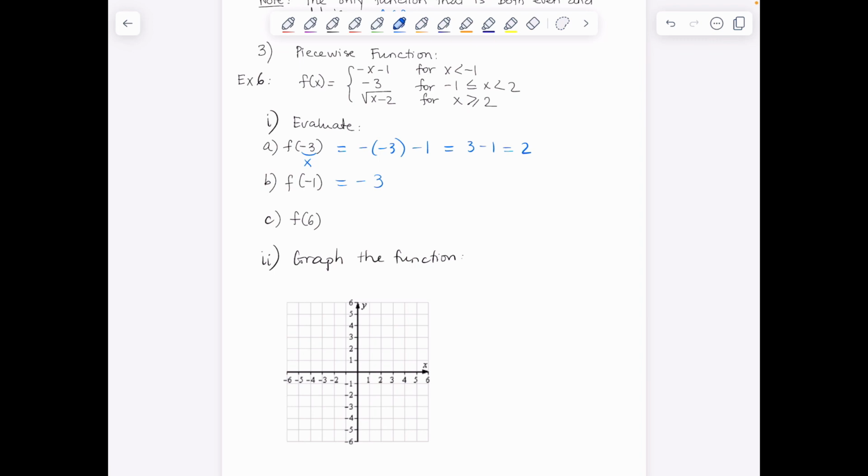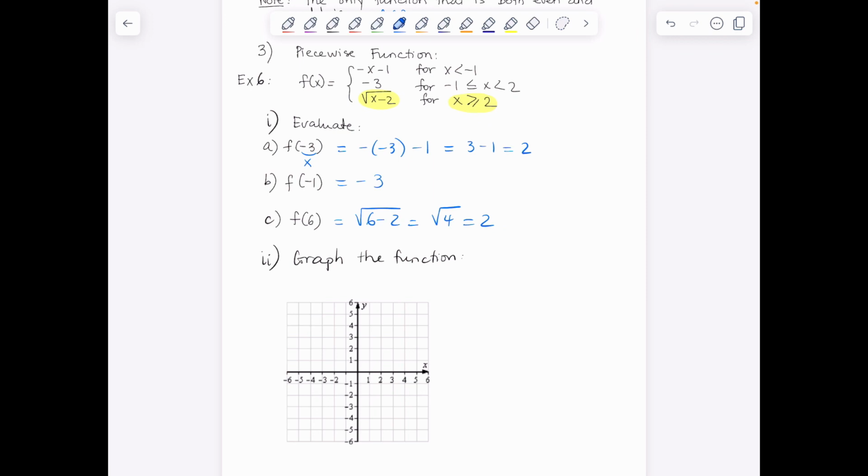Part C, f of 6. f of 6 would fall into this interval because 6 is the number that is greater than 2. So therefore, we are going to be using square root of x minus 2 to evaluate this function. So we should have square root of 6 minus 2, which is square root of 4, which equals 2.